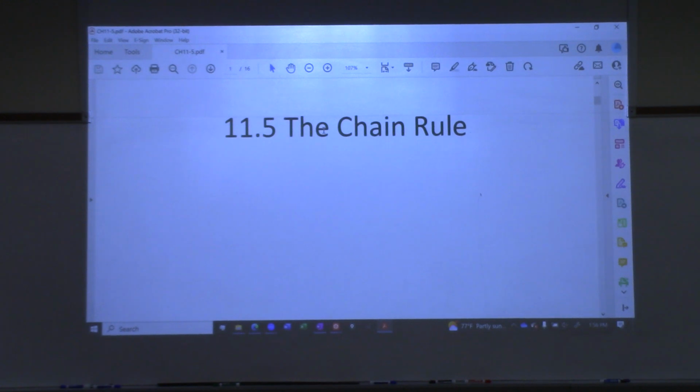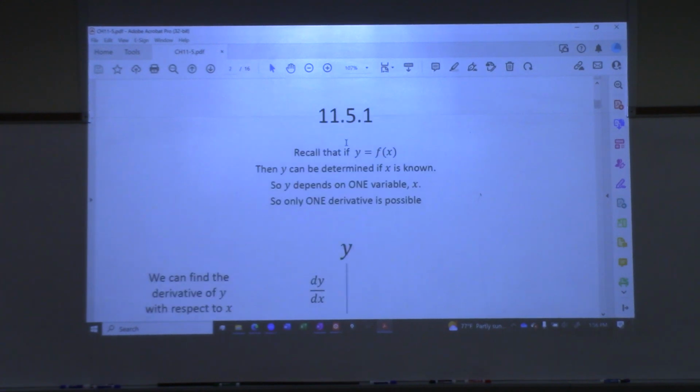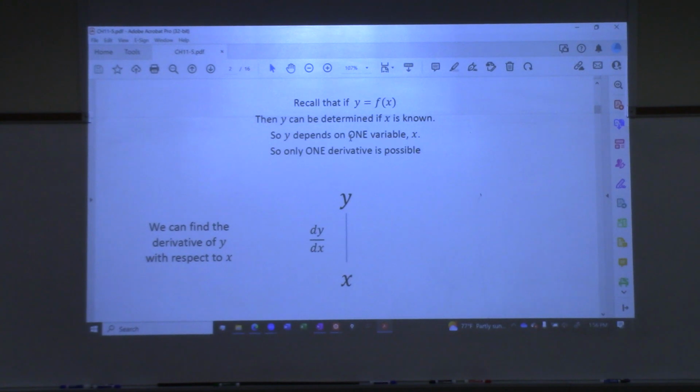Now what we have are these new functions that have more than one variable in them, x and y. And so it makes sense to want to talk about how chain rule works here. I know it looks like we've already been doing chain rule, but we're talking about something a little bit different, something a little more abstract. So let's talk about Cal 1.